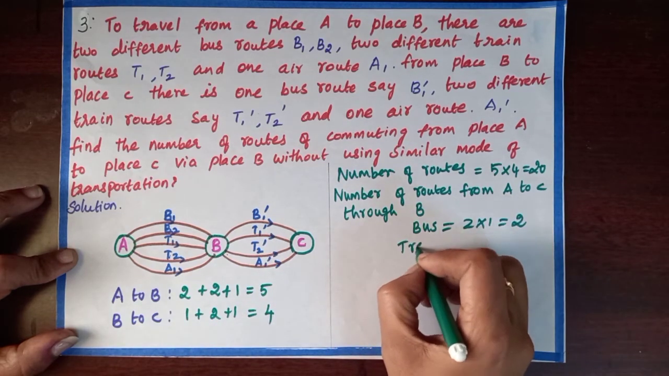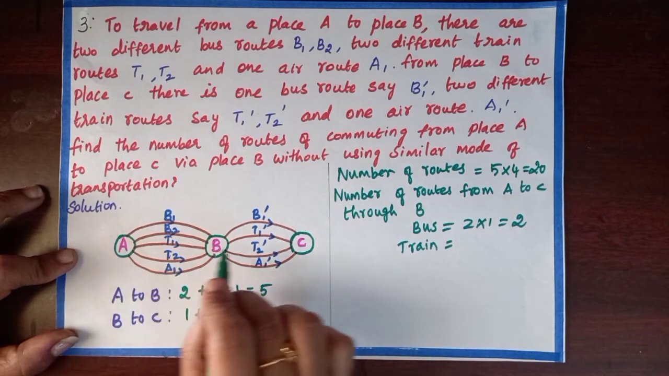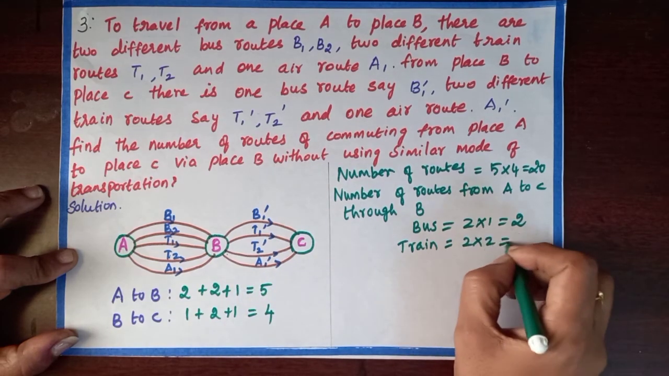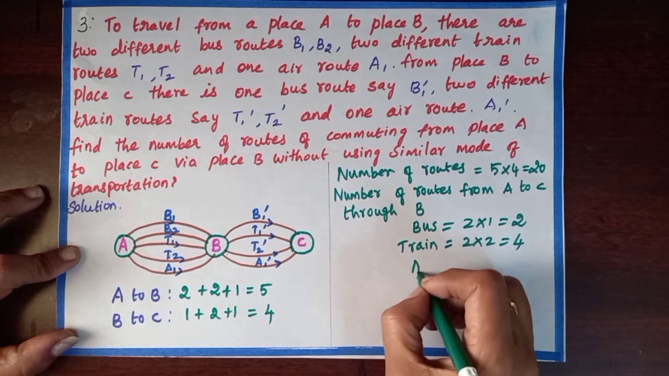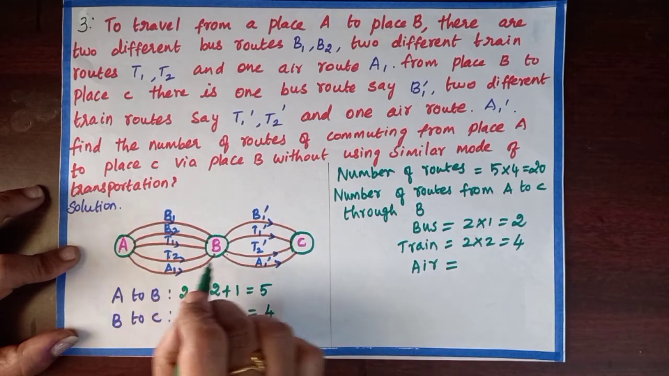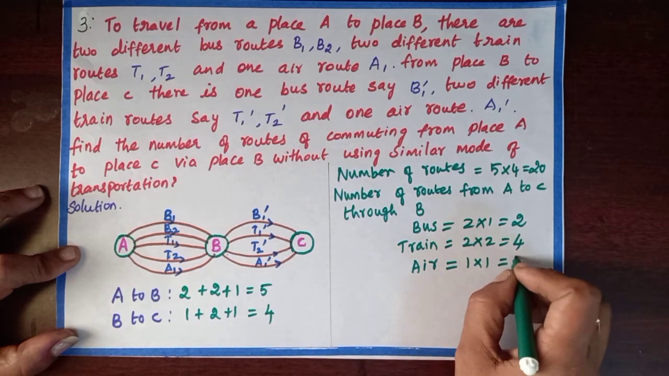Train: A to B we have 2 train routes, B to C we have 2 train routes. 2 into 2 is equal to 4. Air: A to B we have 1 route, B to C we have 1 route. 1 into 1 is equal to 1.